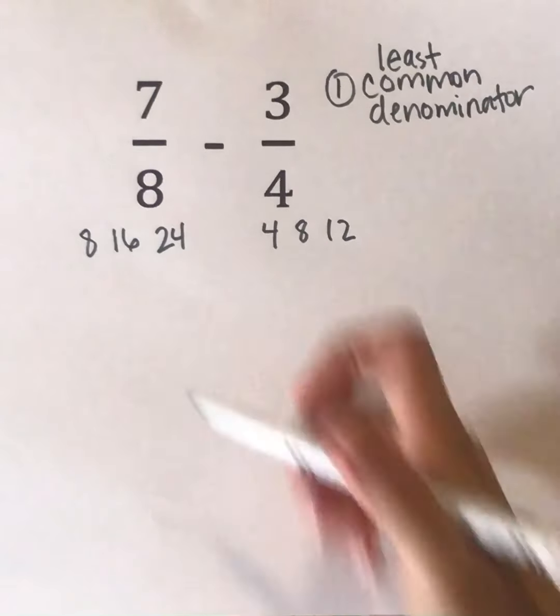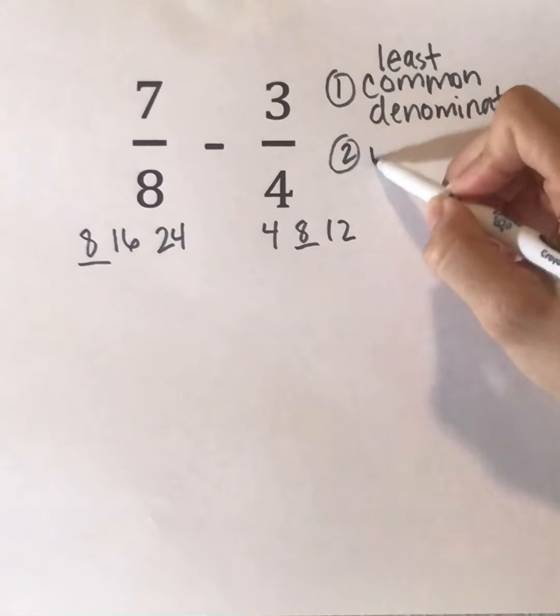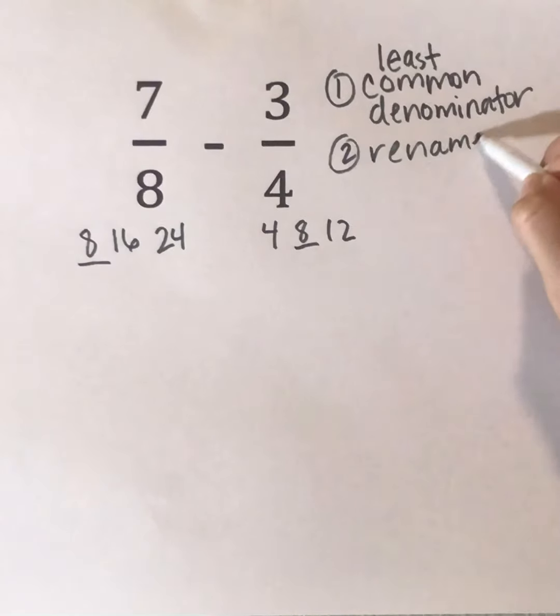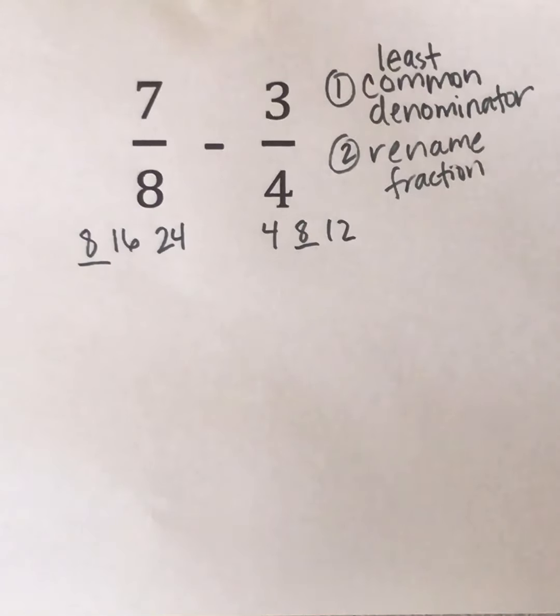So if you can see, 8 shows up for both, and it shows up first, so we're going to call 8 the least common denominator. So the second step is to rename the fractions. The way that we rename the fractions is we use multiplication.